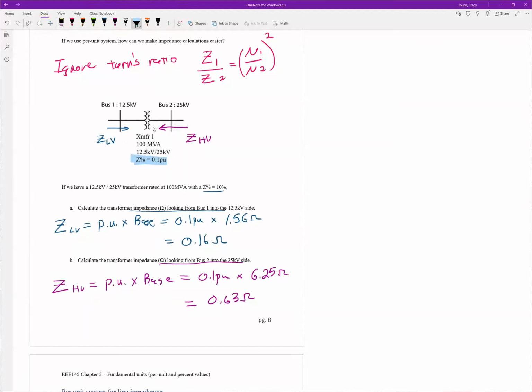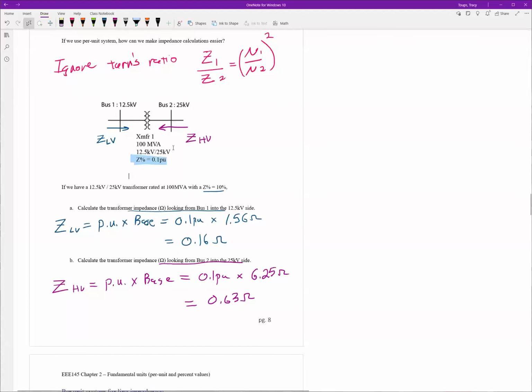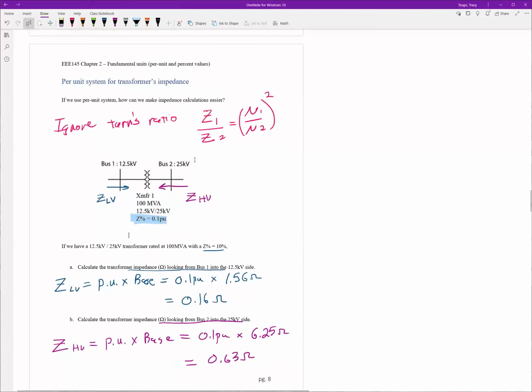And this is the main beauty of using per units: we almost ignored all the turns ratio problems of transformers. It got so much easier that we can almost think the transformer's not even there anymore, right? Because the turns ratio is gone. So that's one of the biggest advantages of the per unit system. And we're going to come back next class period and keep going, showing you how to use more per unit systems with transformers and with generators and lines and all this other stuff.